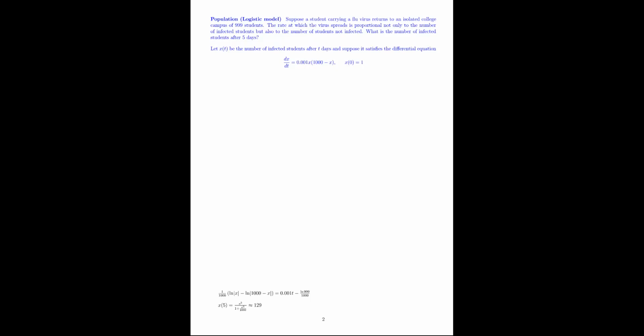We want to rewrite this as a separable equation. It is not linear, right? We see that we have an x times an x in there, so this is not linear. So rewrite this as a separable differential equation, and we get dx over 0.001x times (1,000 minus x), and all of this is equal to dt.